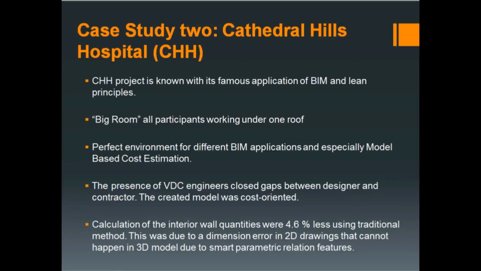A benefit example is the human error detection while calculating the interior wall quantities, where the quantity using the traditional method was found 4.6% less due to 2D drawing dimension discrepancy. This was avoided using model quantity takeoff, as the BIM model has smart features that eliminate wrong dimension errors.